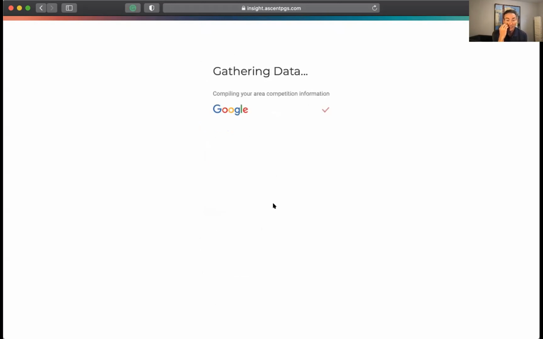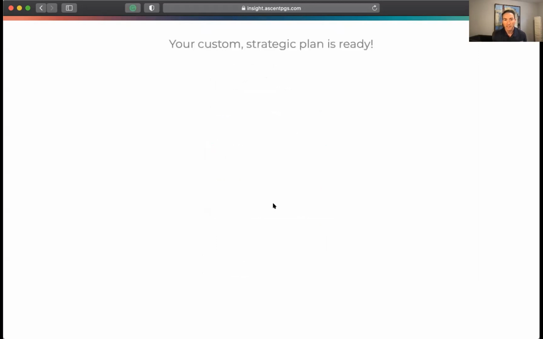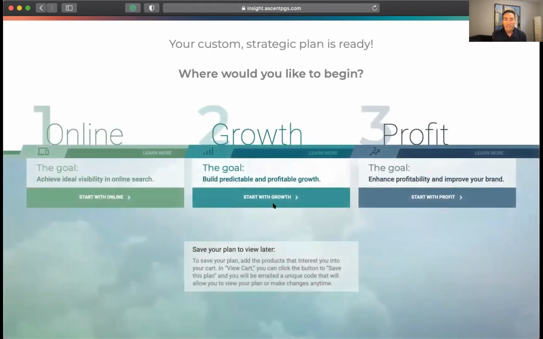And what it's going to do is start pulling information from different public sources, mostly from Google, to try to find your Google Local, Google Reviews, your price per click, all this information, okay? And so today we're going to really focus just on one of these things, but just so you know, there's a wealth of information it just pulled, and it took all that information, analyzed it, and made some strategic recommendations.